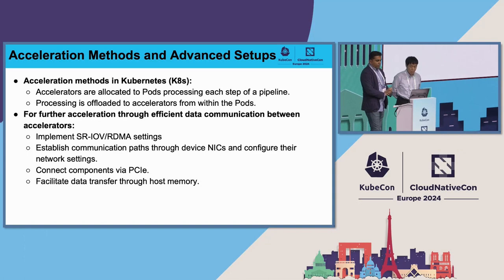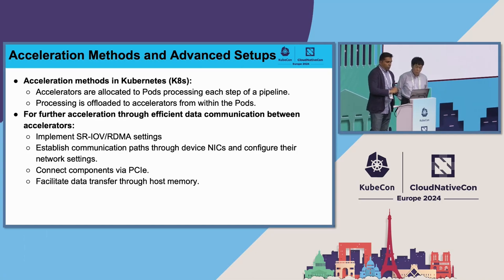For the current acceleration method and advanced setups in Kubernetes, normally we use the pod as the main component, and then we assign accelerators to the pods, and all the workloads come through the pods and are offloaded to the accelerators. Once processed, it again goes through the pod, and the communication between the pods is the main bottleneck. They use the CPU to hand over the workloads and give instructions to the accelerators.